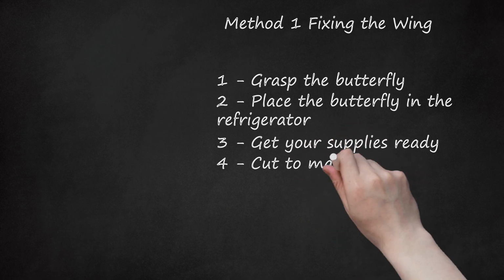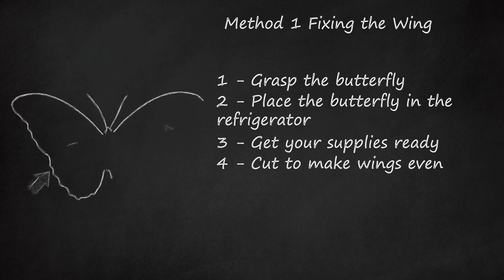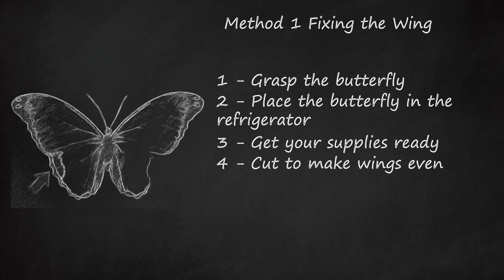4. Cut to make wings even. One way to do a minor repair is to simply cut the butterfly's wings to make them even. They need to be even for the butterfly to fly, so cutting them to be even can work if one wing only has minor damage. Grasp the butterfly just above the body with the wings closed. Cut the undamaged wing to match the damaged wing.